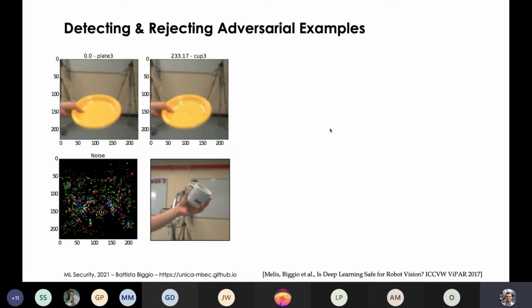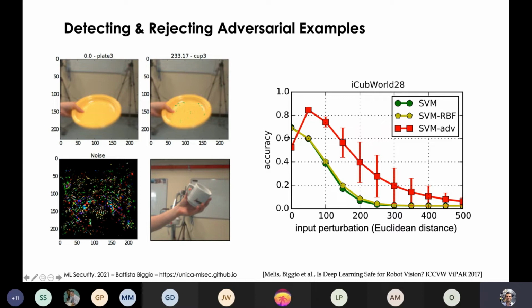I just give an example here of what we did with the iCub robot, if you remember. We attacked the recognition mechanism, and this is the security evaluation curve associated with that. These two classifiers are a linear SVM and a nonlinear SVM with the Gaussian kernel, without any defense in place. And you see that starting from 70% accuracy on this 28-class dataset, the accuracy drops rapidly as soon as you increase the perturbation size.